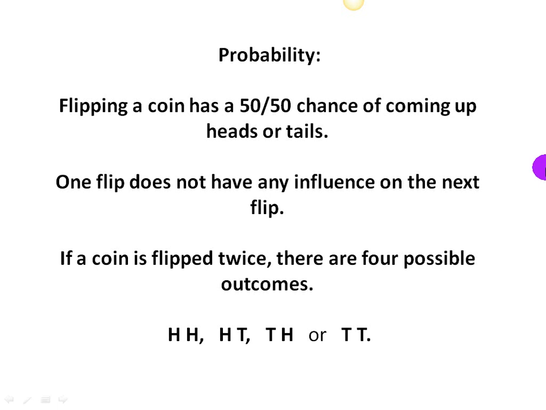If a coin is flipped twice, there are 4 possible outcomes. One of them can be heads heads, one of them can be heads tails, one of them can be tails heads, and the fourth can be tails tails.